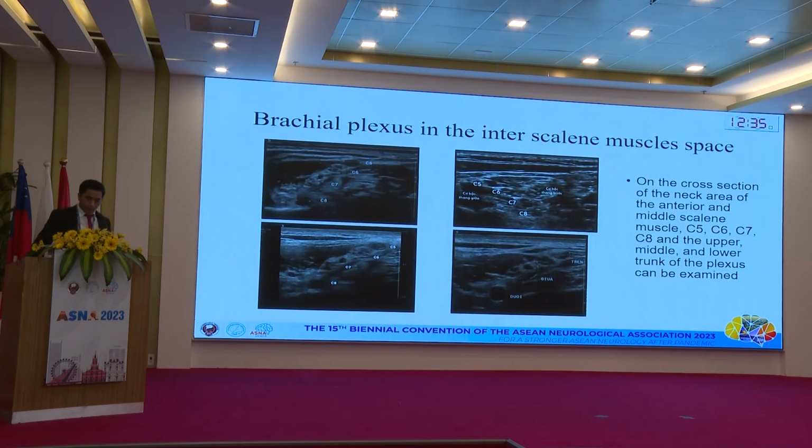In the interscalene muscle space, we can see the brachial plexus here. We just use the normal probe, and we can see it very easily. Like this, we can see the interscalene space, C5, C6, C7, C8. In many cases it is very easy to see. When we move the probe down, we can see it divide into the upper, middle, and lower trunk in the interscalene muscle space.